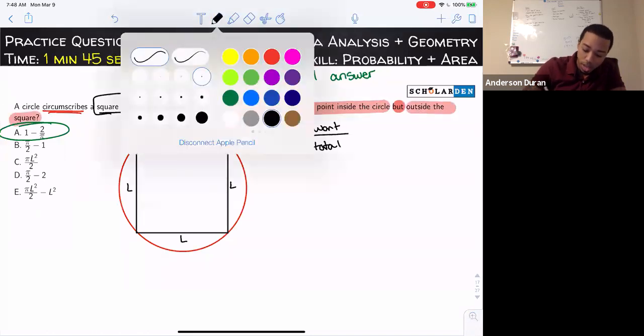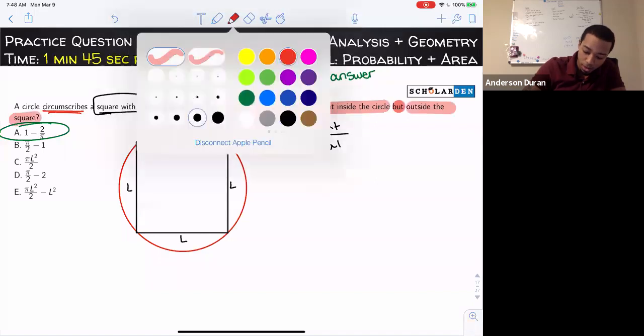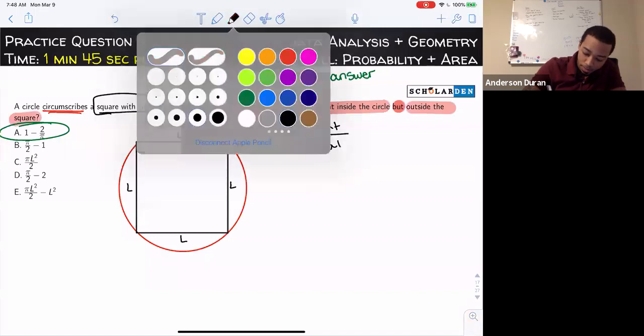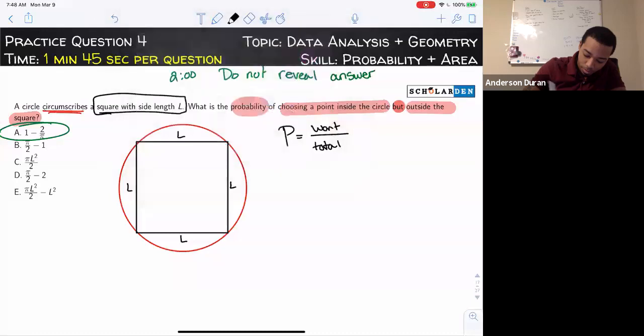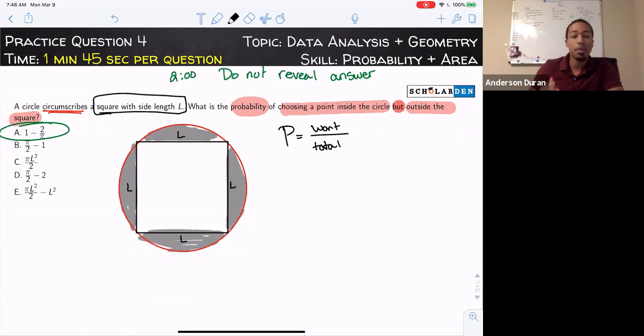So here's what they're saying. Let me use a highlighter here. They're saying, a point inside the circle, but outside the square. So they're saying, what about, can we pick a point that's in this area, or this area, or this area, or this area? That's what they're saying so far. Can we pick a point in that shaded region that's outside the square, but inside the circle?